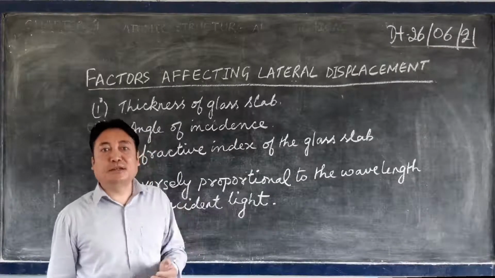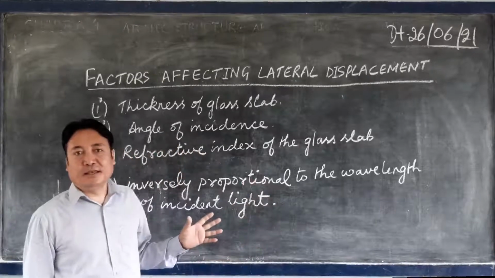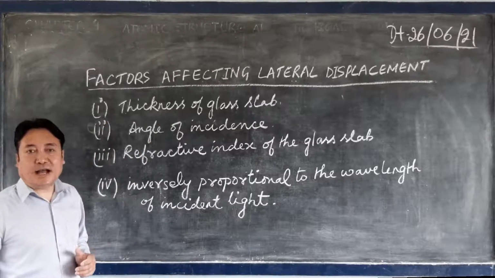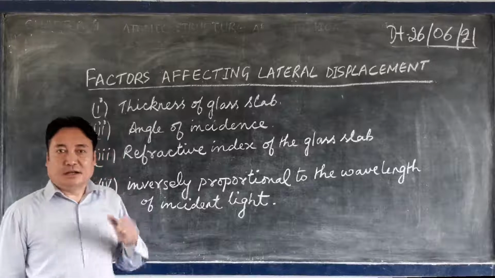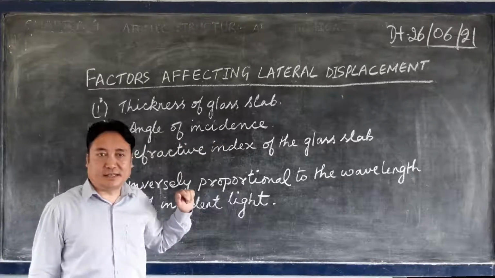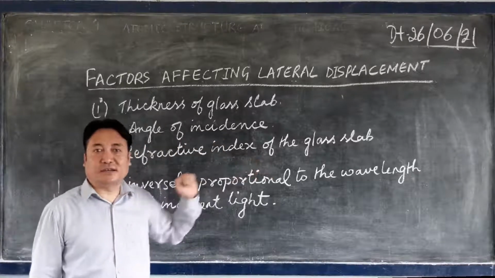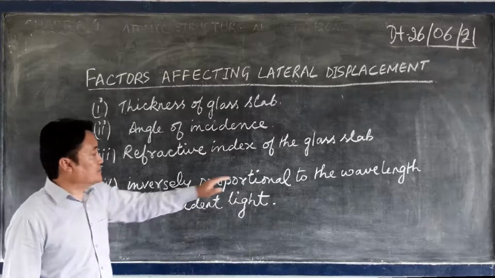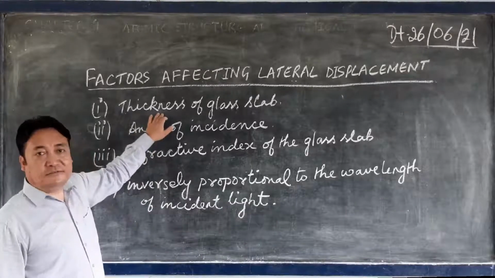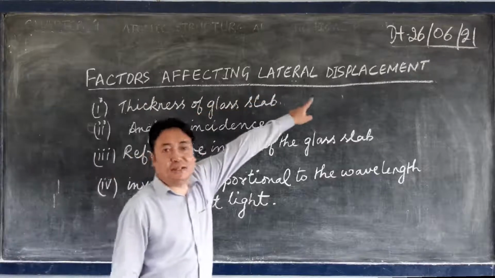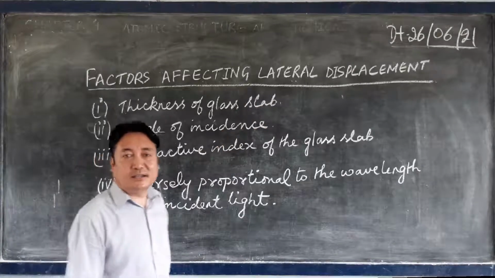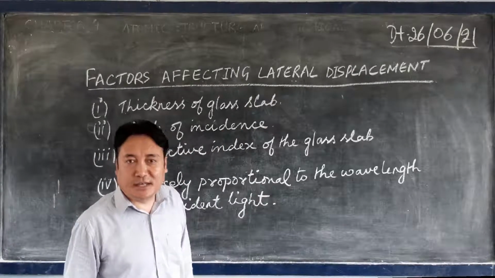So we have discussed the emergent ray, the lateral displacement and the principle of reversibility of light. Today we will discuss only the factors affecting the lateral displacement. There are four factors on which the lateral displacement depends. Number one is the thickness of the glass slab. Second is the angle of incidence. Third is the refractive index of the glass slab, and fourth is the wavelength of the incident light. The first one: lateral displacement is directly proportional to the thickness of the glass slab.